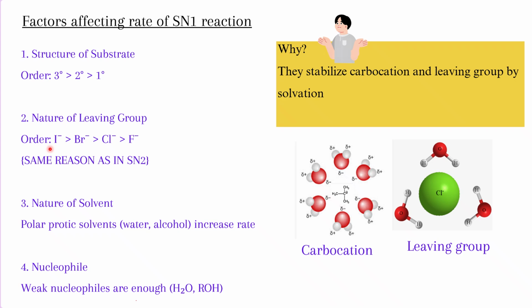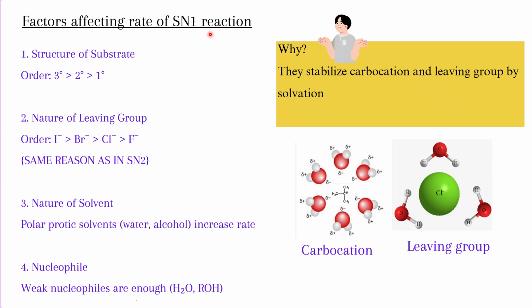Now the next is the nature of solvent. As we know that in case of SN2 reaction, we require polar aprotic solvent, whereas in case of SN1, we require polar protic solvent. This means our solvent molecules should have partial charges. Along with that, it should have an acidic proton. So here I have taken an example of water as a solvent. As you can see, water is a molecule which is polar in nature because it has partial positive charges on hydrogen and partial negative charges on oxygen.